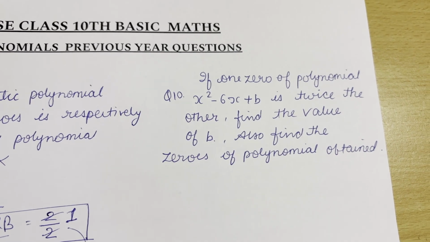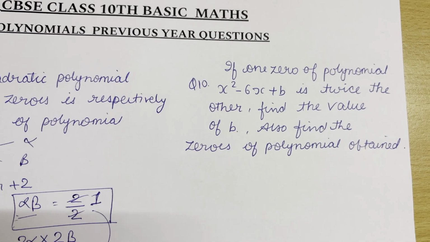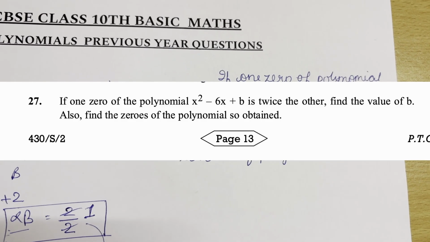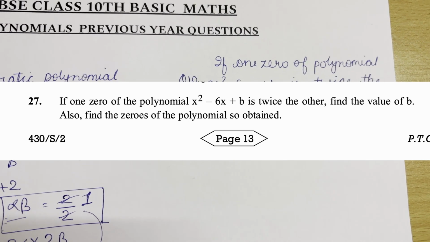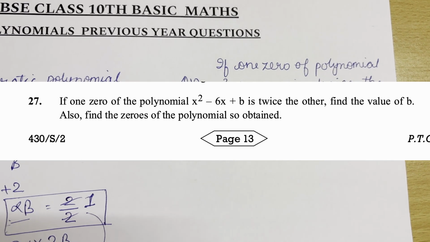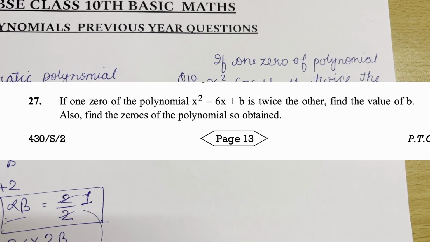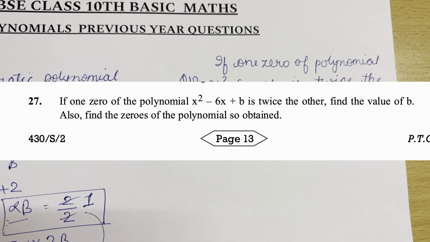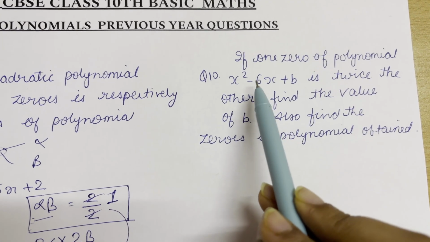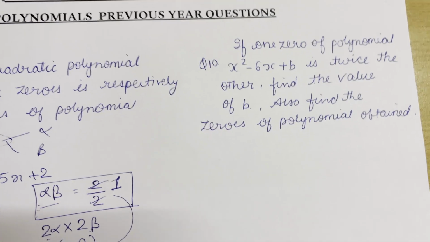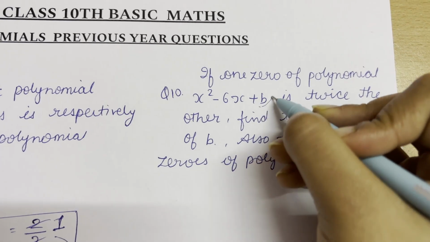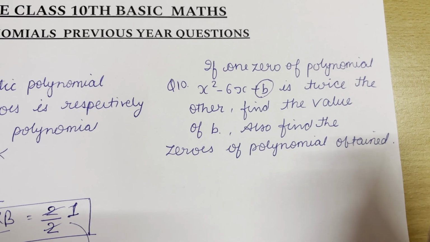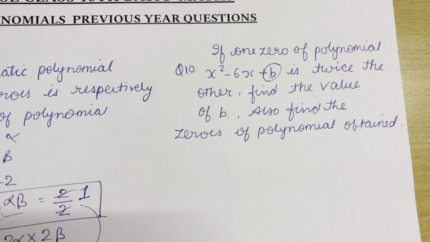So this is our next question, and it is also a very good question if I talk about basic mathematics. This question says, if one zero of the polynomial x square minus 6x plus b is twice the other, find the value of b, and also find the zeros of the polynomial obtained. So first we need to find the value of b, and then on substituting this value of b, we are asked to find the two zeros of this polynomial.